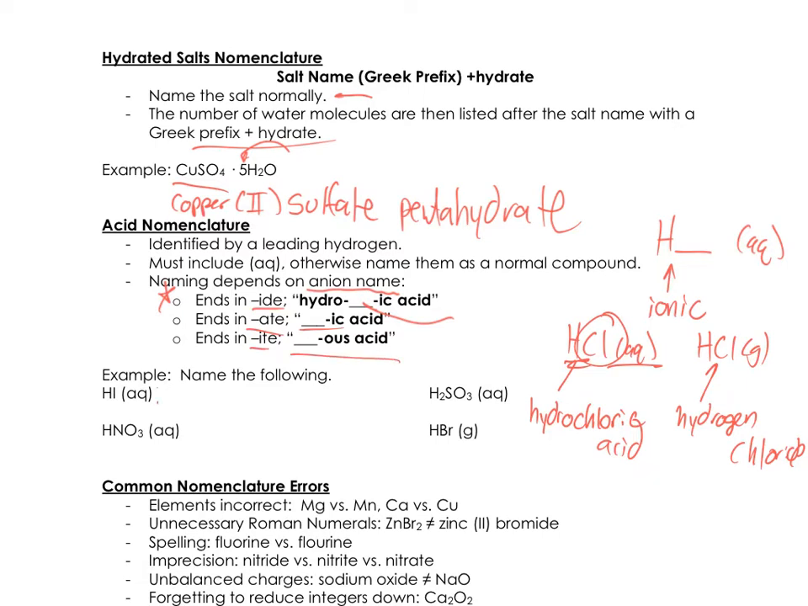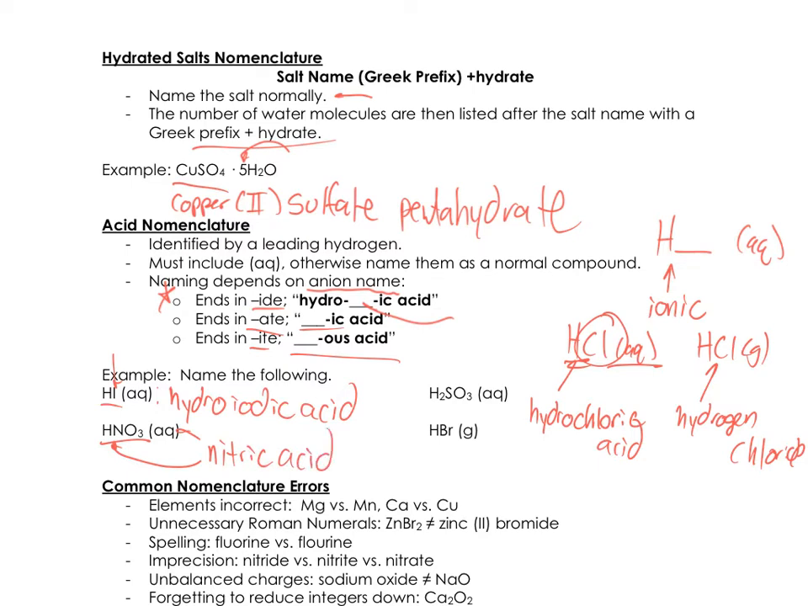So let's go through these really quick. So this is hydroiodic acid. Why? Because it's HI, starts with hydrogen, is ionic, has aqueous at the end. This is iodide. We drop the IDE, we add hydro-ic, boom, there we go. Okay, we start with hydrogen, it's ionic, and it ends with AQ. Cool.